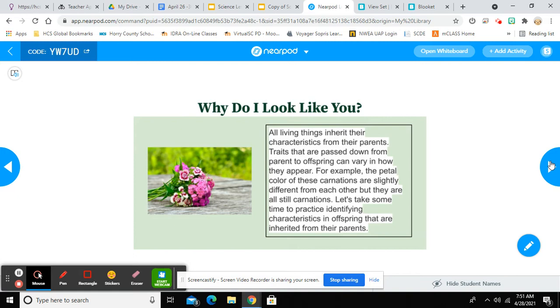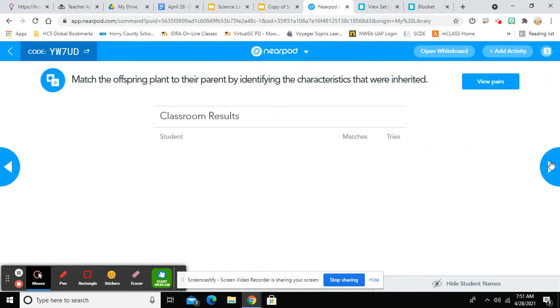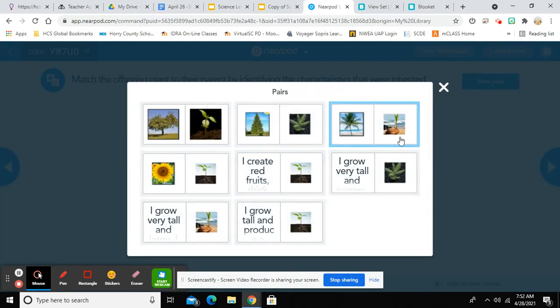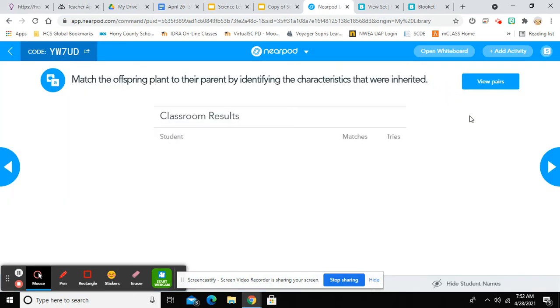Let's take some time to practice identifying characteristics in offspring that are inherited from their parents. So you're going to be able to view some pictures and match them. You're going to match the offspring plant to their parent by identifying characteristics that were inherited. So this is some of the plants and the offspring that you're going to be seeing.